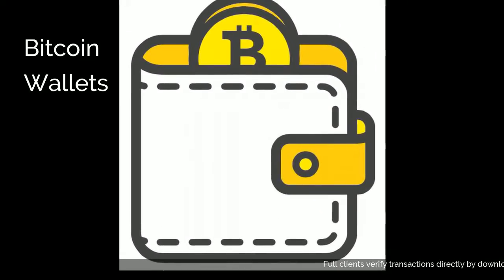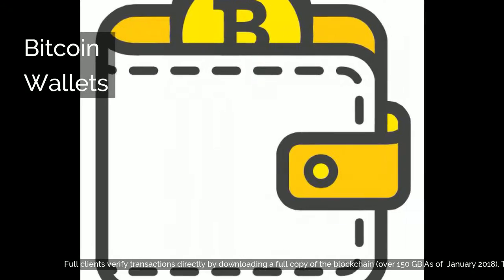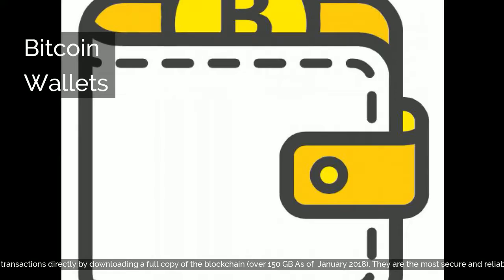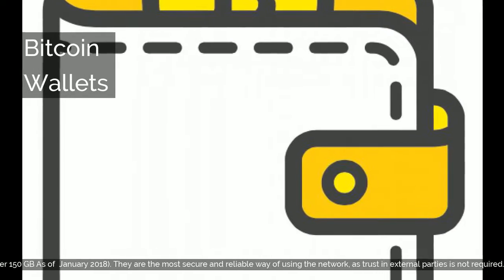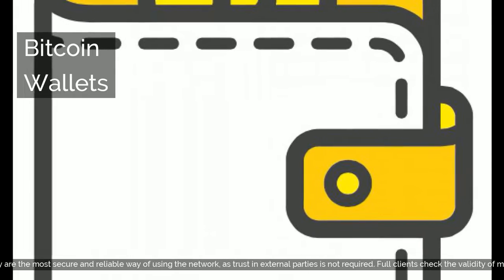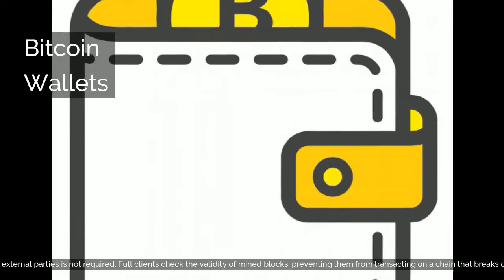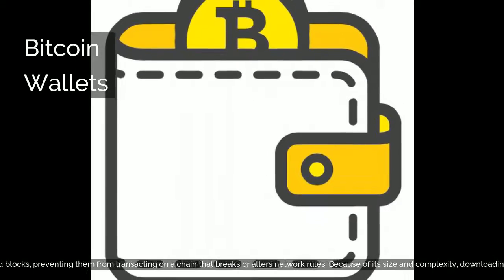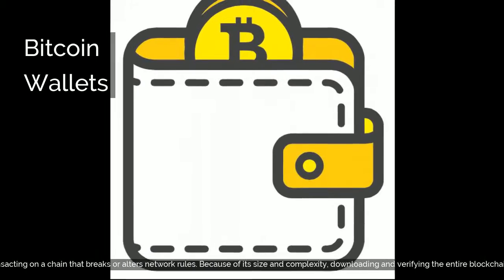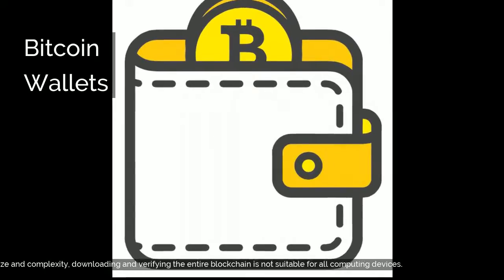Full clients verify transactions directly by downloading a full copy of the blockchain, over 150 gigabytes as of January 2018. They are the most secure and reliable way of using the network, as trust in external parties is not required. Full clients check the validity of mined blocks, preventing them from transacting on a chain that breaks or alters network rules. Because of its size and complexity, downloading and verifying the entire blockchain is not suitable for all computing devices.